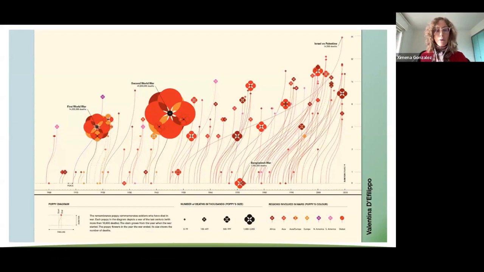The biggest poppies are, the one on the left is the First World War, and the one on the right is the Second World War. Those are the ones with the greatest amount of deaths. The stem represents the length of the war. It starts on the left and ends on the right. We note that it only goes up to 2010, right? So some of these, for example the Israel versus Palestine one, are obviously still ongoing. It's just cut at a certain period of time.